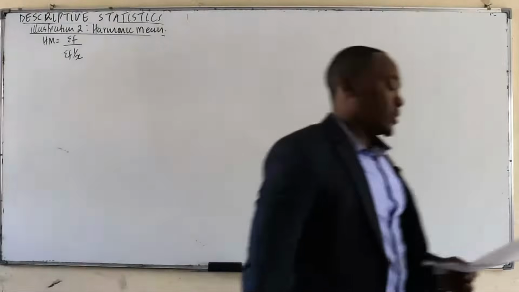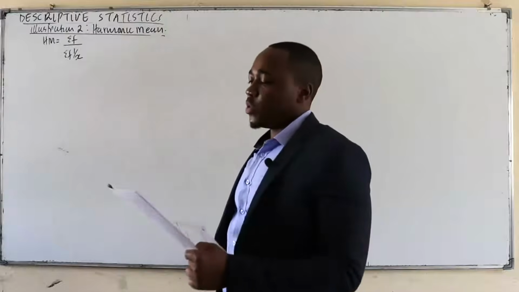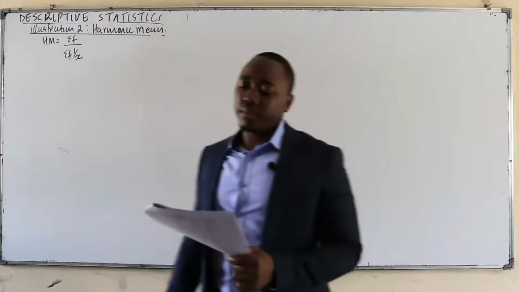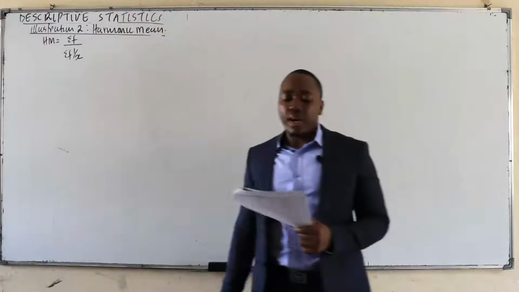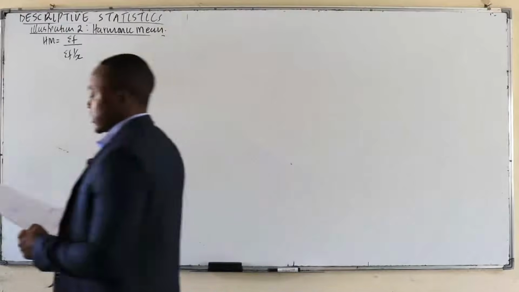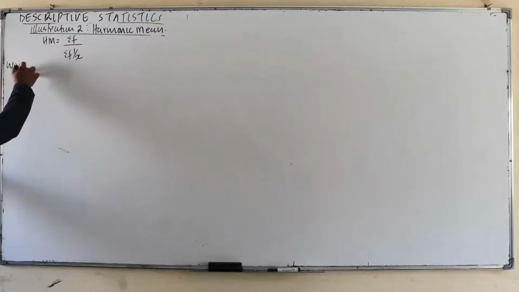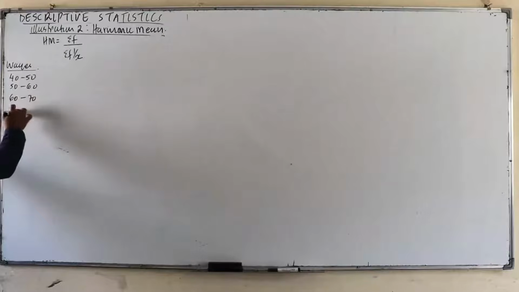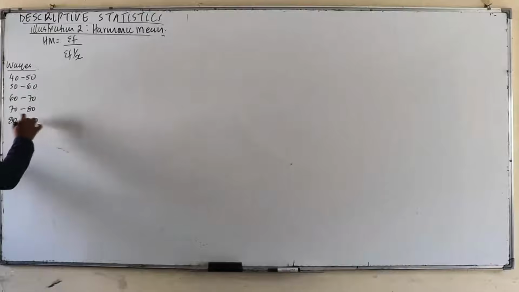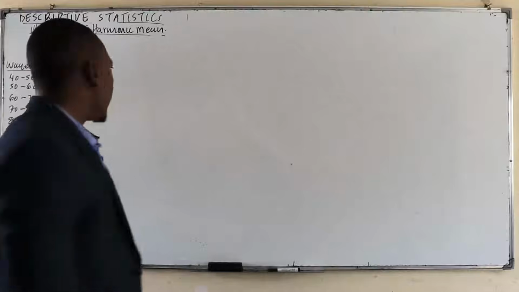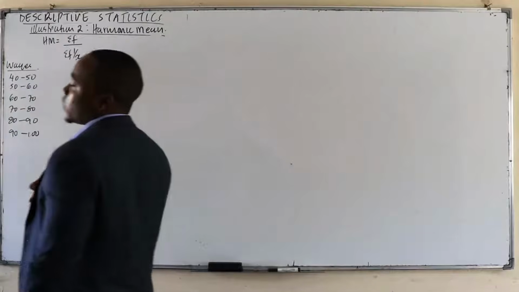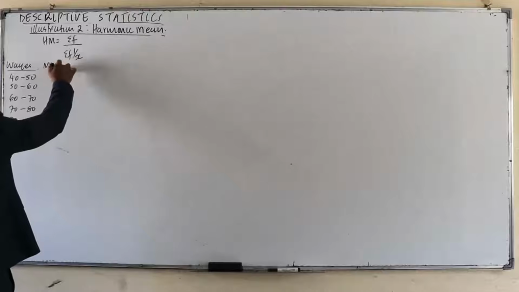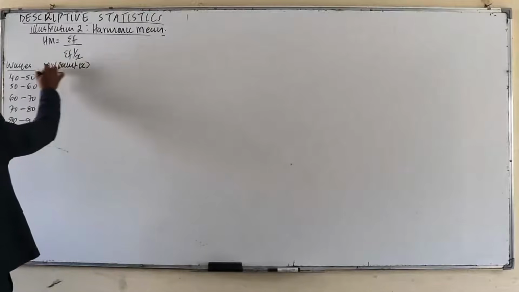Now let's do that illustration. The following data shows the distribution of daily wages in a certain company. We have the wages and then the number of workers. So we'll have the wages: between 40 to 50, 50 to 60, 60 to 70, 70 to 80, 80 to 90, 90 to 100. That's the wages. First of all, once you are given grouped data, you have to determine X. Now, X will be the midpoint. So you compute the midpoint. That will be now our X.